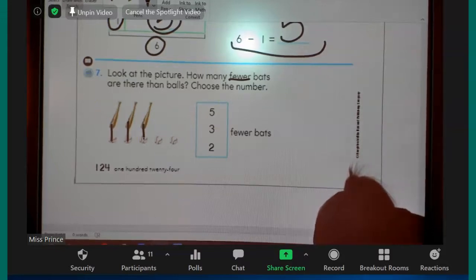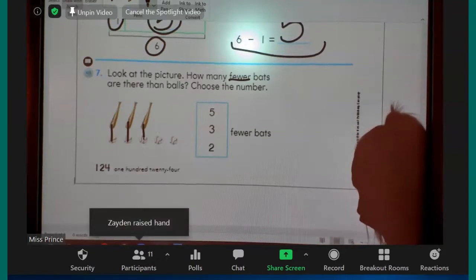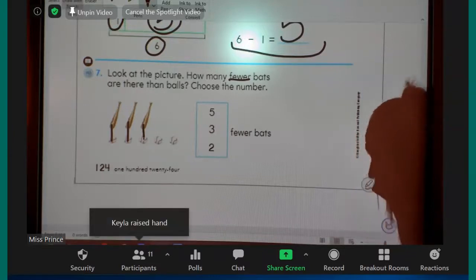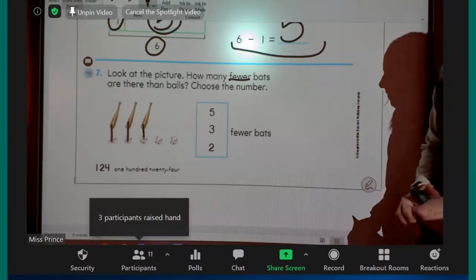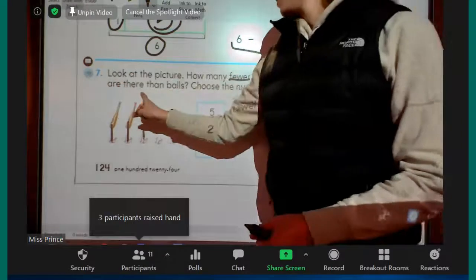Raise your hand when you're ready. I'm going to put all hands down, give you a chance to answer it, and then I'll have you raise your hand. All right, hands are down. All right, Zayden, I see your hand up first. How many fewer bats are there than balls?